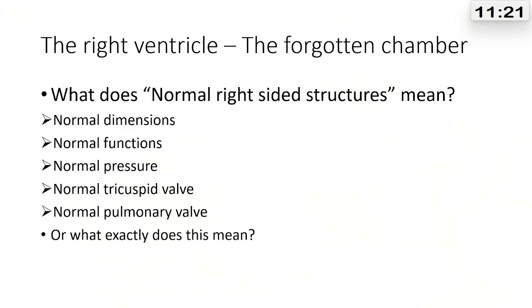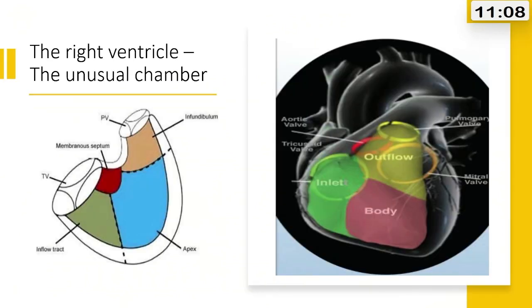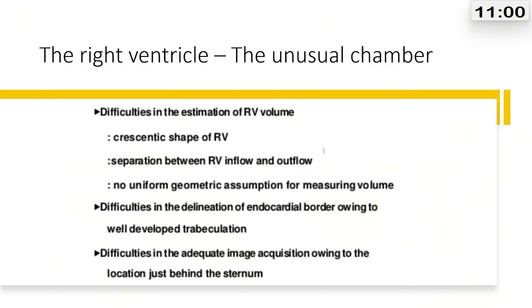So what does actually normal right-sided structures mean? Do we mean a normal dimension or normal function, normal pressure, normal tricuspid? What actually does a normal right-sided structures mean? The right ventricle is an unusual chamber. It has different portions: an inlet portion, a trabecular portion, and outlet portion.